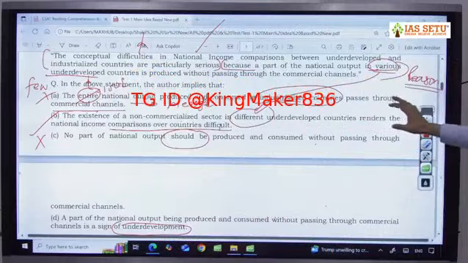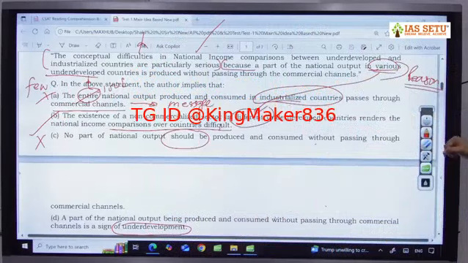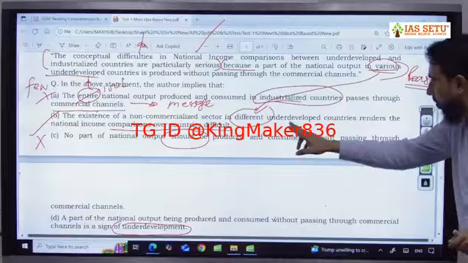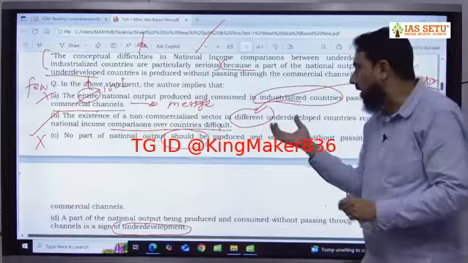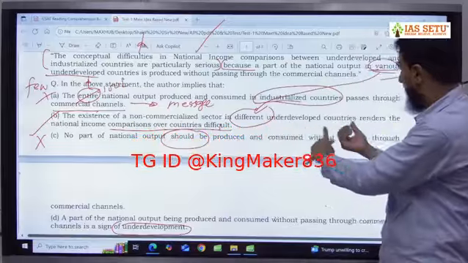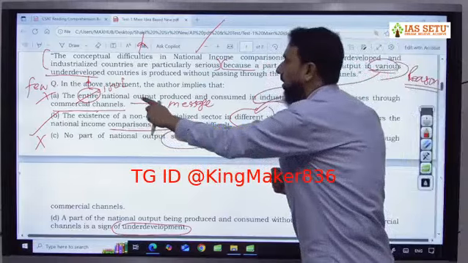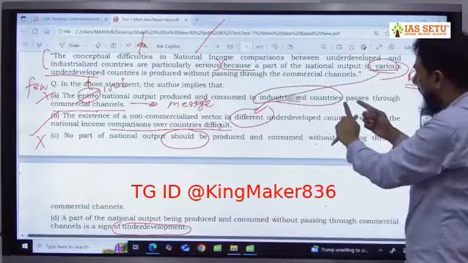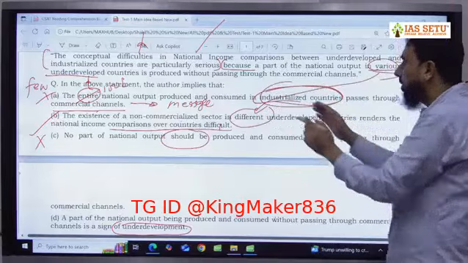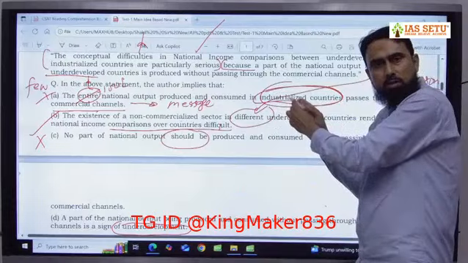क्यों? क्योंकि क्वेश्चन है कि ऑथर कहना क्या चाहता है, what is his main point, and this one is only saying कि what is happening in the underdeveloped countries. Underdeveloped countries renders the produce and consumer in industrialized countries passes through. अब it is only talking about the developed countries, industrialized countries.